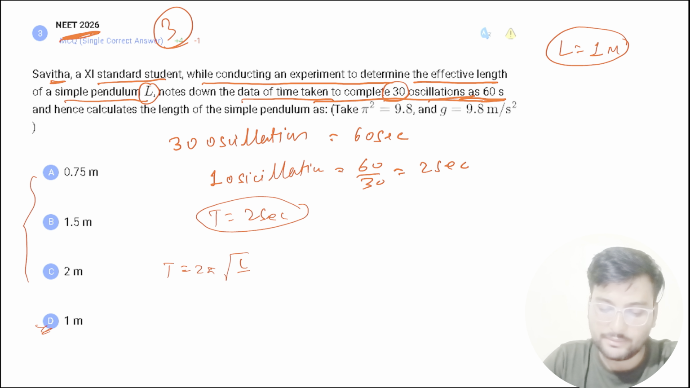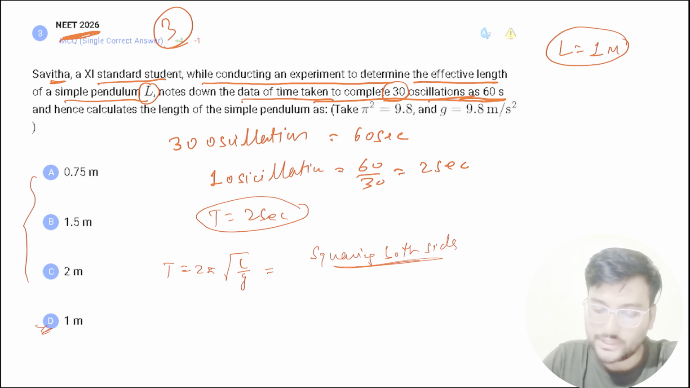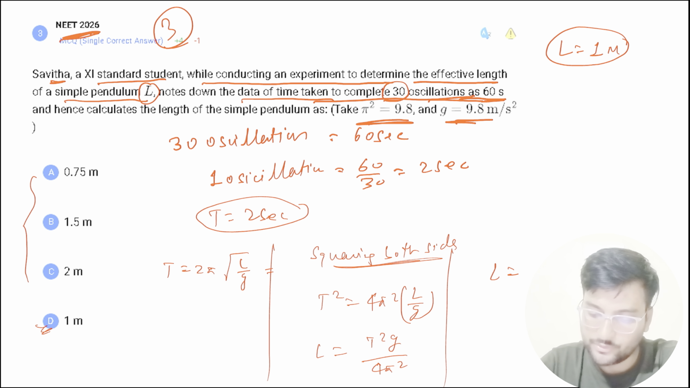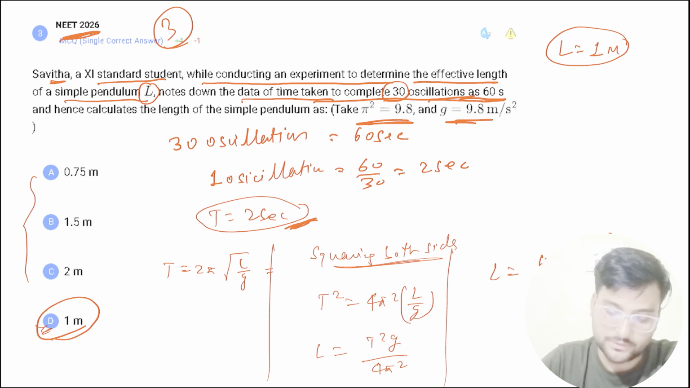And we know the time period t is equal to 2 pi root L by G. They asked for the length of the pendulum in this case, so we are squaring both sides. Whenever I square both sides, this is t square equals 4 pi square L by G. So we can say that L is equal to t square G by 4 pi square, right? And in the question, the pi square value and G value are given to you. So L is equal to how much? t square is 4 because t is 2, and G is 9.8, and pi square is 9.8. If you cancel all the values, we can say that the length will be 1 meter.